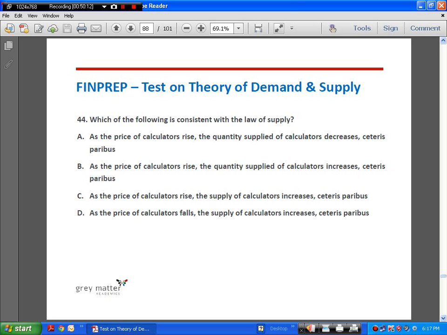Ceteris paribus means other things are held constant, or in other words, all other factors apart from price are held constant. So the law of supply clearly states a direct relationship between price and quantity supplied. Whenever price increases, quantity supplied would also increase, and whenever price falls, quantity supplied would also fall. Therefore, the right answer is, as the price of calculators rises, the quantity supplied of calculators increases, other things held constant.